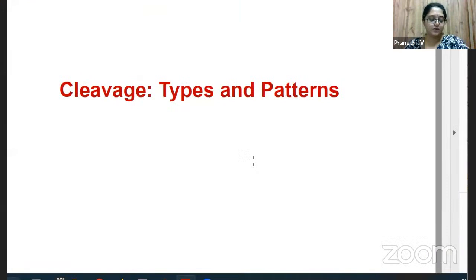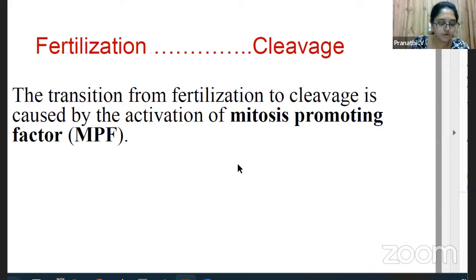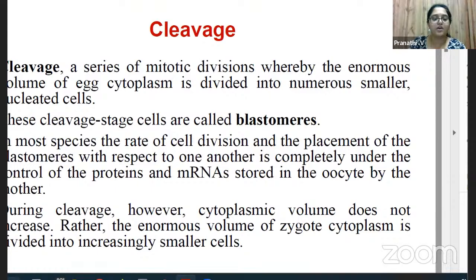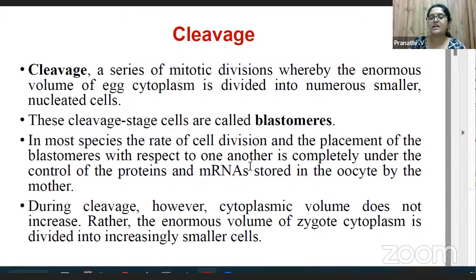Right. So what exactly is cleavage? Fertilization is a process wherein there is fusion of the male and female pronucleus. In cleavage, what happens is the division of the fertilized egg into progressively smaller cellular units, or blastomeres. A series of mitotic divisions take place, and the cleavage-stage cells are called blastomeres. And there is a rapid rate of cell division taking place.